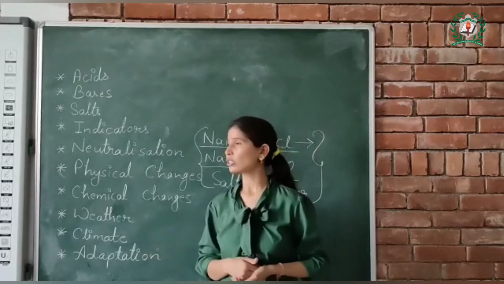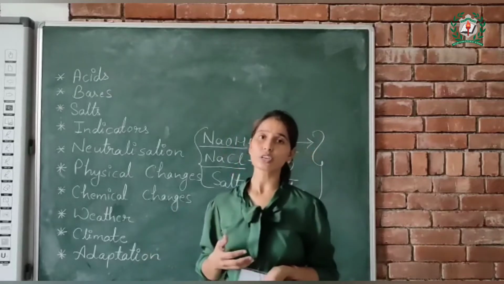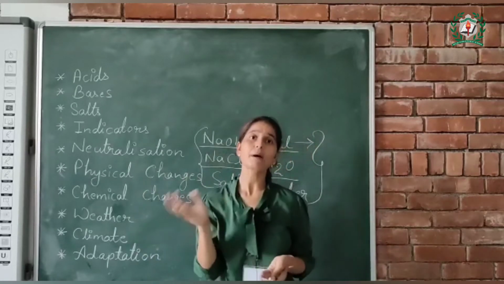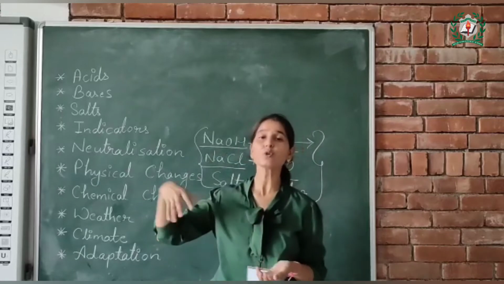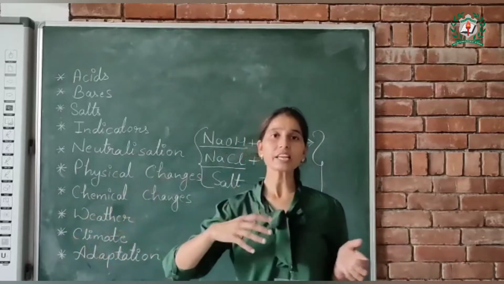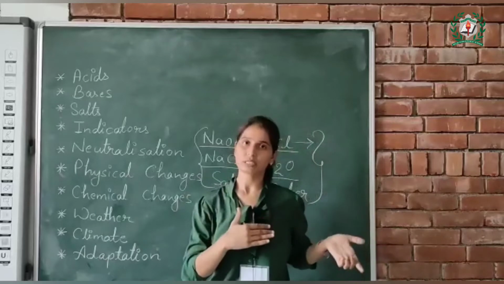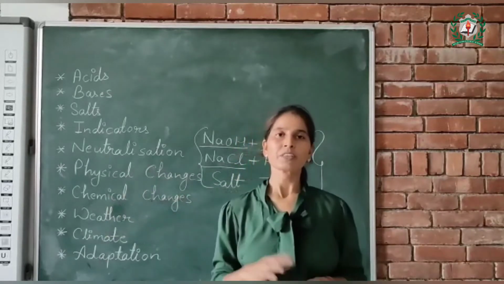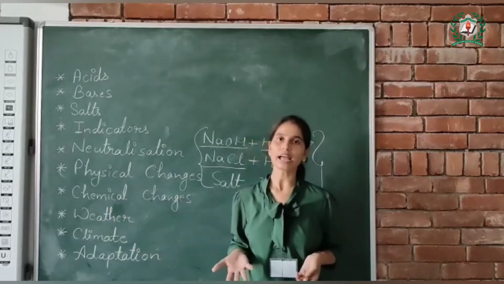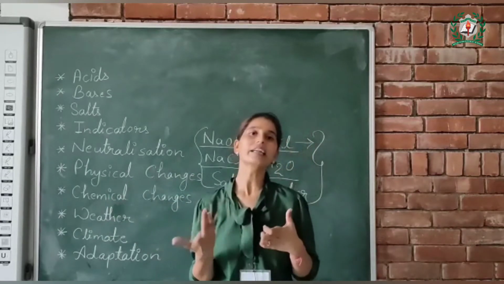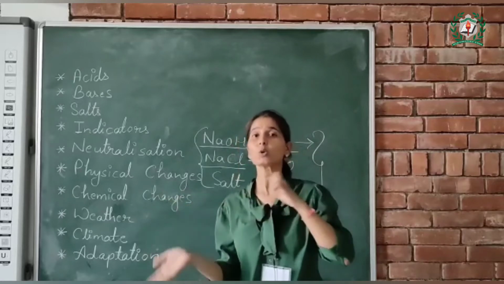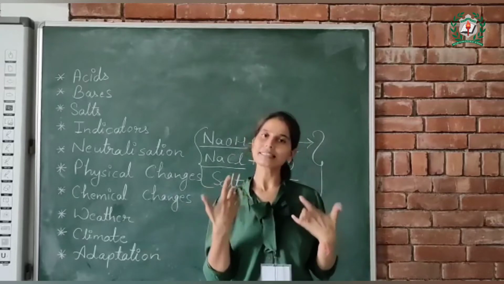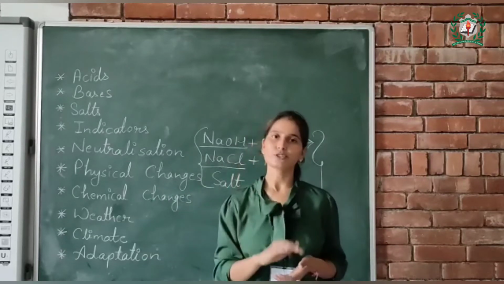What are chemical changes? Chemical changes are those changes in which more than one substance takes part and they make a new substance. Okay, and we cannot get that beginning substance back. So this type of changes are known as chemical changes, like curdling of milk. We can convert milk into curd, but we cannot get that milk back from that curd. So that's why that change is known as chemical change.